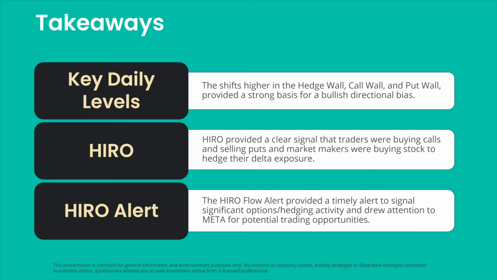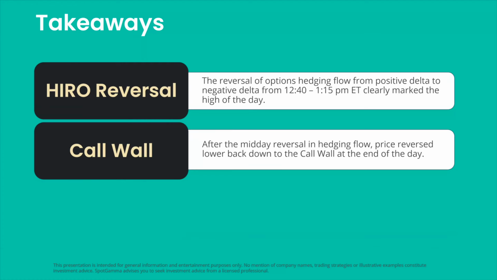HIRO provided a clear signal that traders were taking positive delta positions, buying calls and selling puts, and market makers were buying stock to hedge their delta exposure. The reversal of options hedging flow from positive delta to negative delta from around 12:40 to 1:15 p.m. Eastern Time clearly marked the high of the day. And finally, after the midday reversal and hedging flow, price reversed lower back down to the call wall at the end of the day. That wraps up this case study.